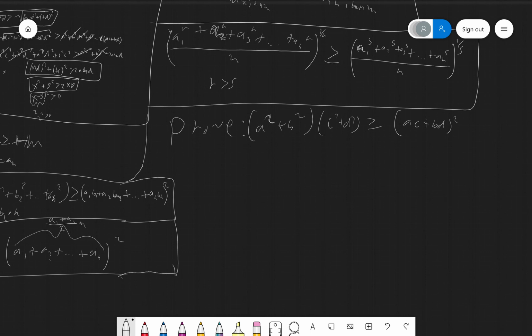Also, find where they're equal. And I also want you to try one more thing. Also try to prove that b over a squared plus a over b squared is greater than or equal to 1 over a plus 1 over b.